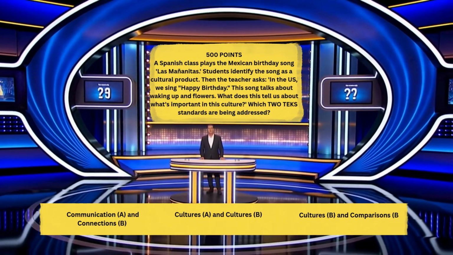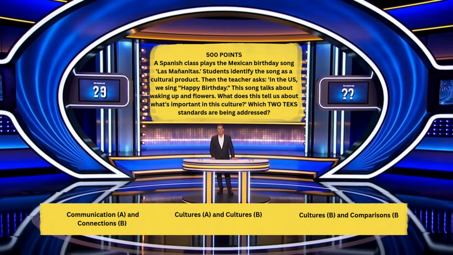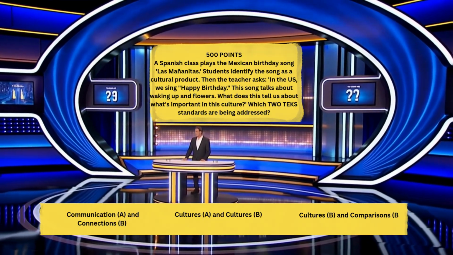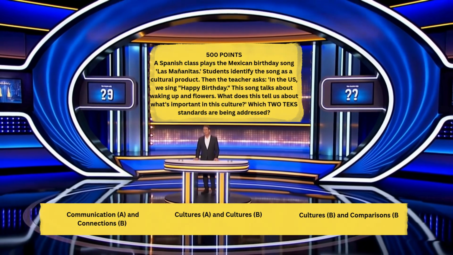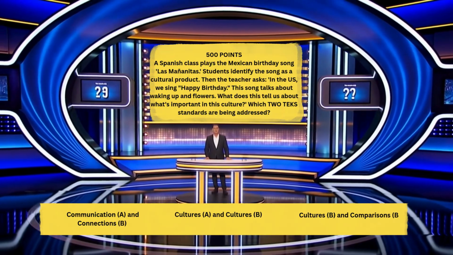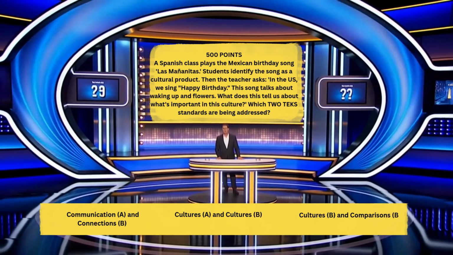The answer, cultures B and comparisons B. Here's why. Cultures B connects the product, the song, to perspectives, cultural values. Comparisons B compares the target culture to students' own culture. That's how you layer standards. Add 500 points if you nailed it.